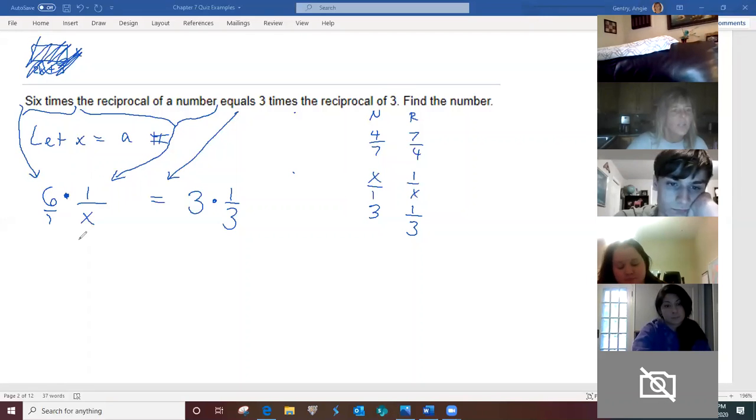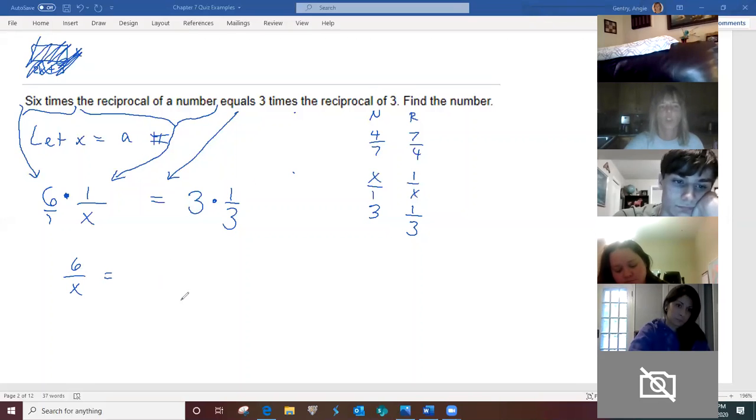Now you're multiplying fractions, so you get 6 over x, true? And 3 times a third is just 1. If you have trouble with this, use a calculator, honestly. And then you have to solve for x. So here you can do what?